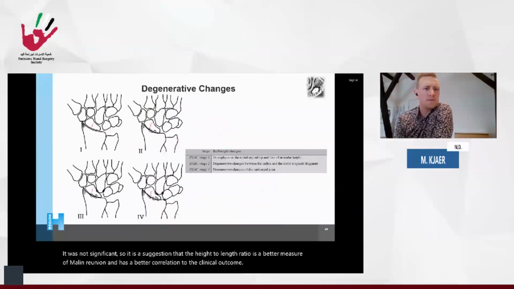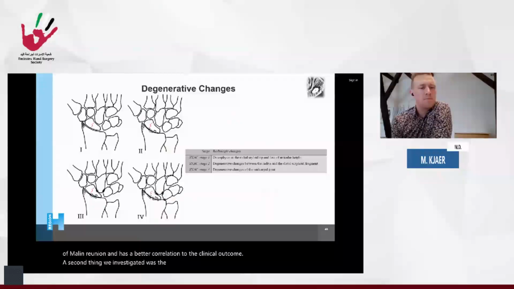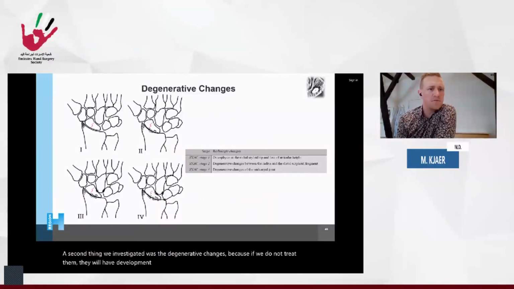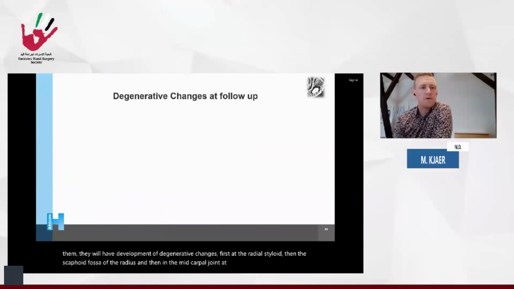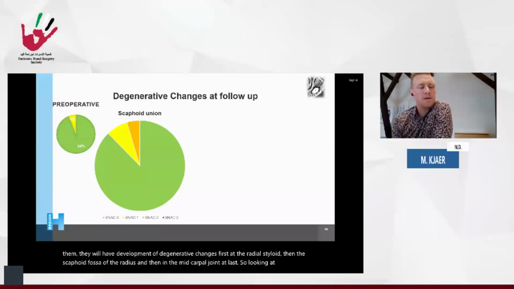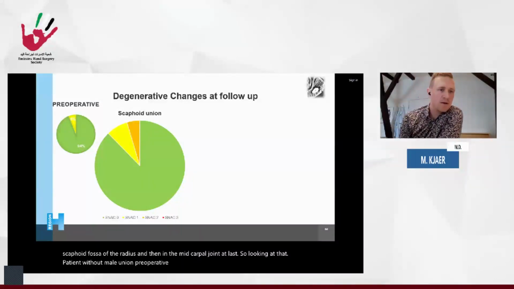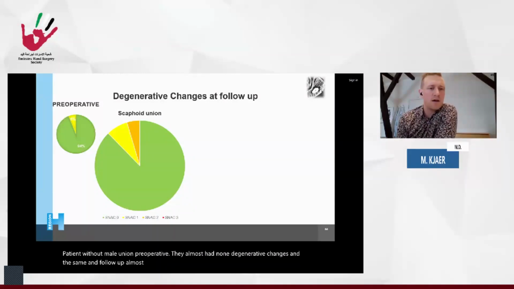The second thing we investigated was the degenerative changes, because if we do not treat them, they will develop degenerative changes, first at the radial styloid, then the scaphoid fossa of the radius, and then in the mid-carpal joint at last. So looking at that, patients without malunion, preoperatively, they almost had no degenerative changes, and the same at follow-up. Almost 90% had no sign of degenerative changes at mean 9 years follow-up.